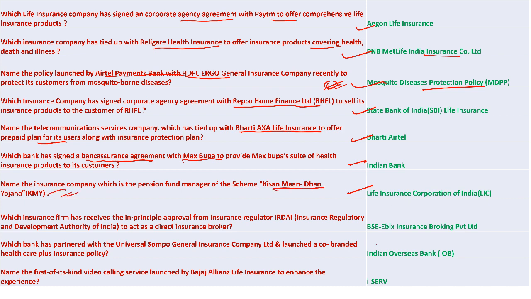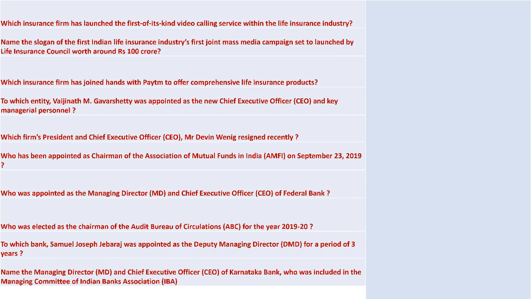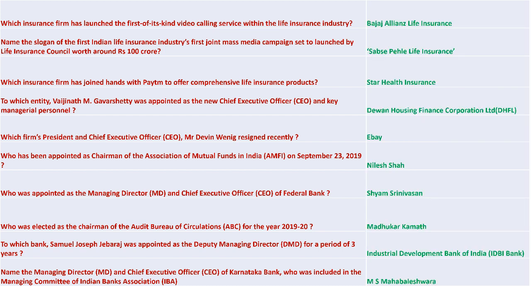This was also covered. BSE eBix Insurance Private Limited has received in-principle approval from IRDAI to act as direct insurance broker. Indian Overseas Bank has partnered with Universal Sompo General Insurance Company and launched co-branded health insurance policy. iServe is the first of its kind video calling service launched by Bajaj Life Insurance to enhance the experience. Try these now. The last slide here. Okay, here are your answers again.